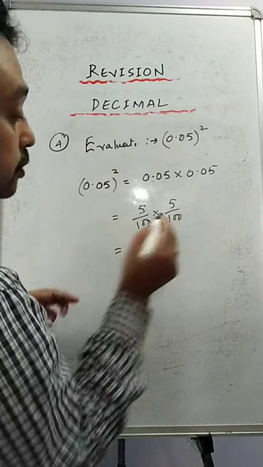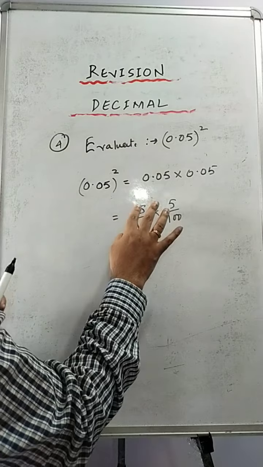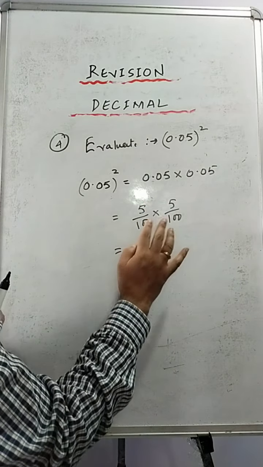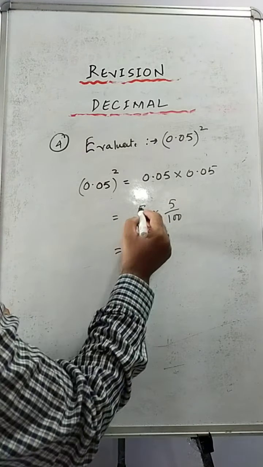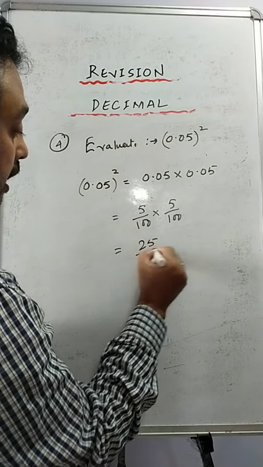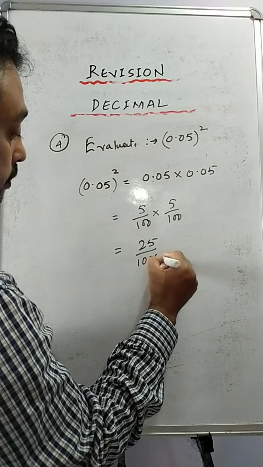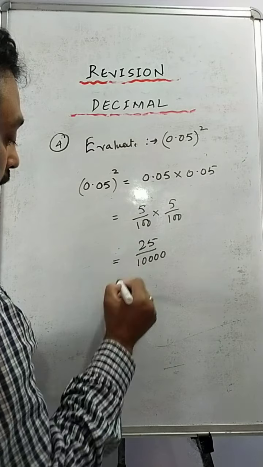Now do not reduce the number. Just simply multiply the numerator with the numerator and the denominator with the denominator. So 5 into 5 would be what? 25, and 100 into 100 would be 10,000, isn't it? Now you can simply convert this.